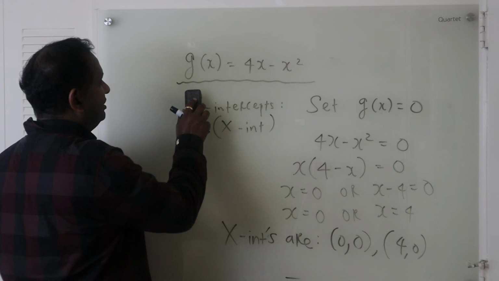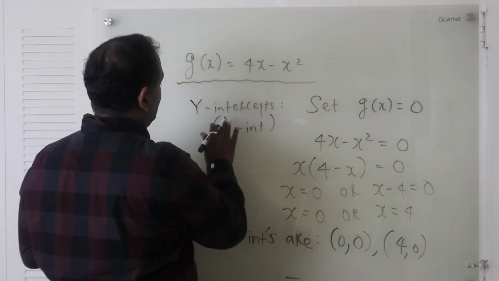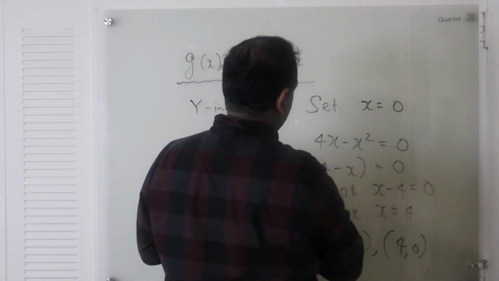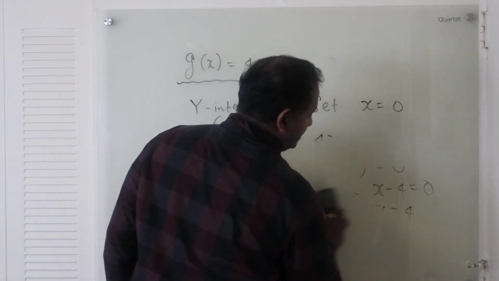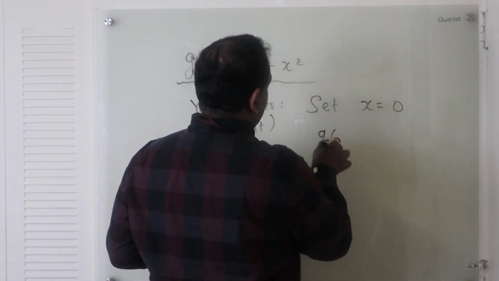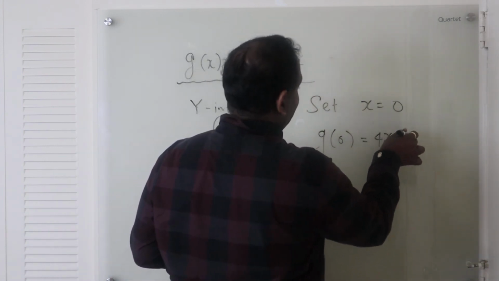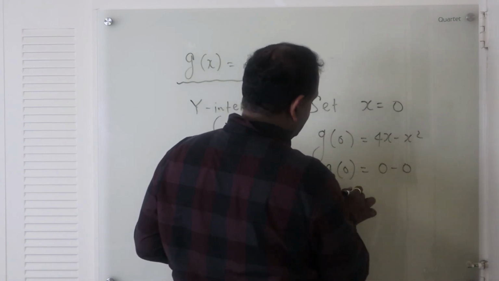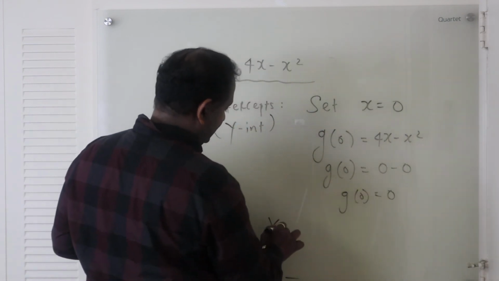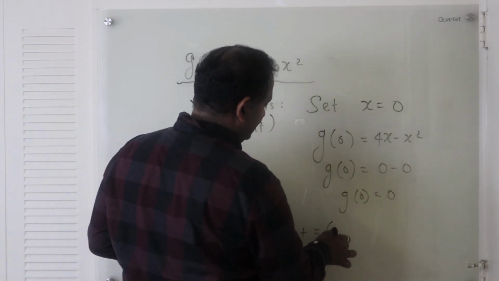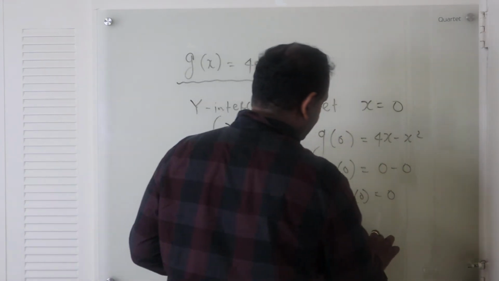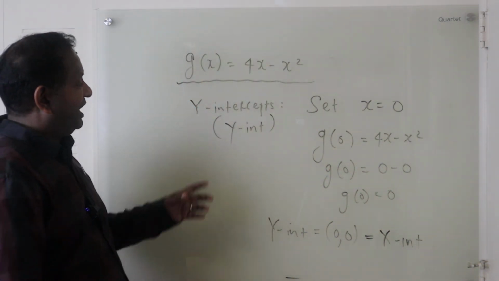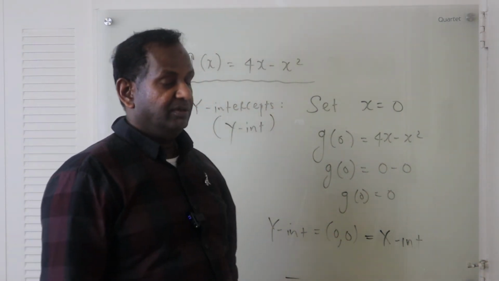Then let's get into the y-intercept. To get the y-intercept, set x equals 0. Then g of 0 is 0 minus 0, which is 0. The y-int is definitely (0, 0), which is also equal to an x-int. Same thing. It's at the origin. This passes through the origin, g of x.